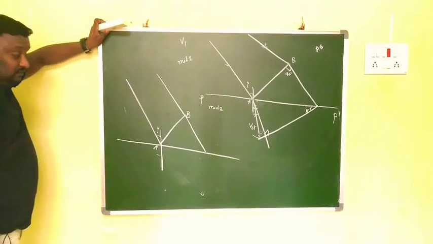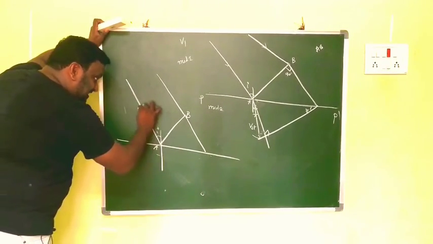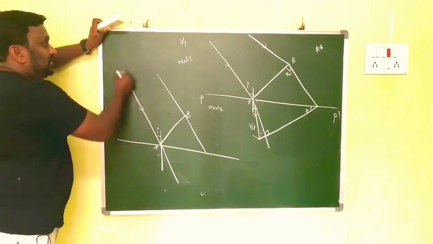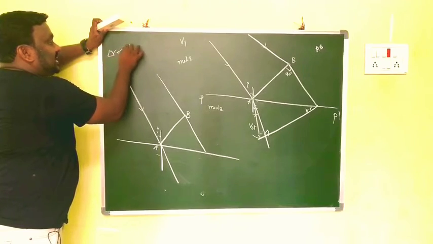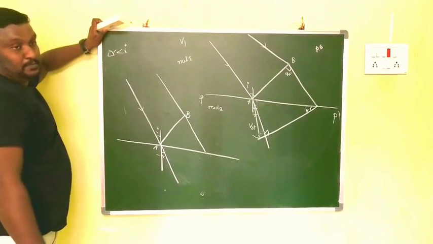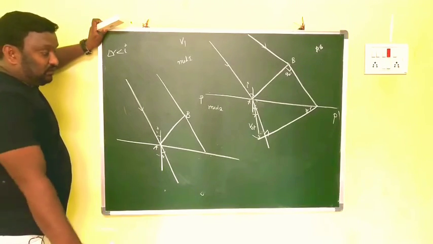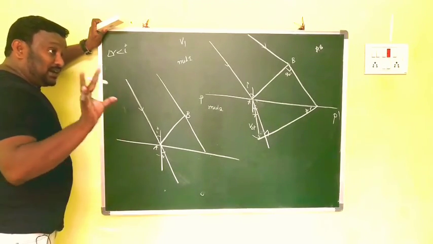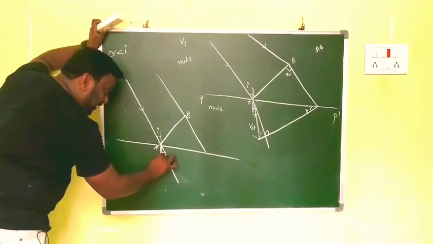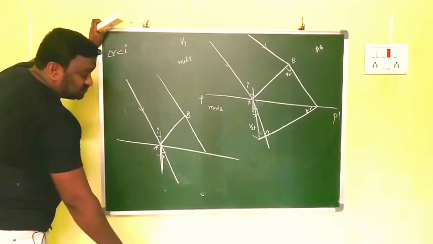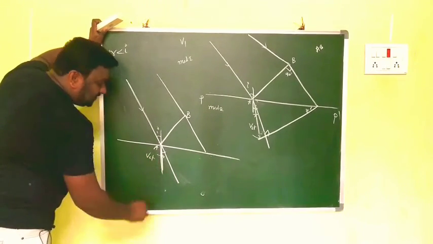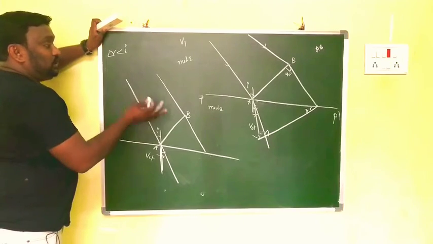Clear? After that this incident ray is refracted like this. It is now refracted towards the normal. Here the angle of refraction r is less than the angle of incidence i, so it is towards the normal. After that, to understand the shape of the wavefront, we have to construct one spherical wavefront with radius V2 into T.